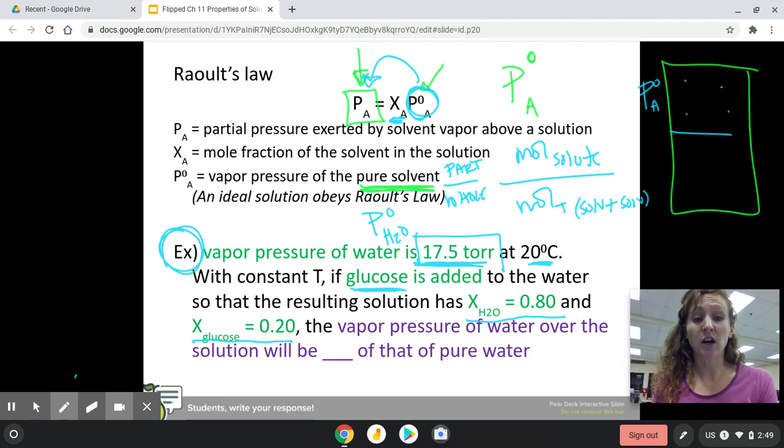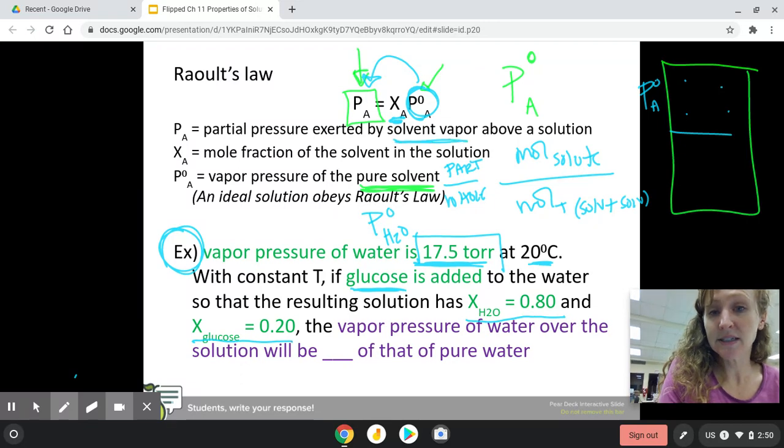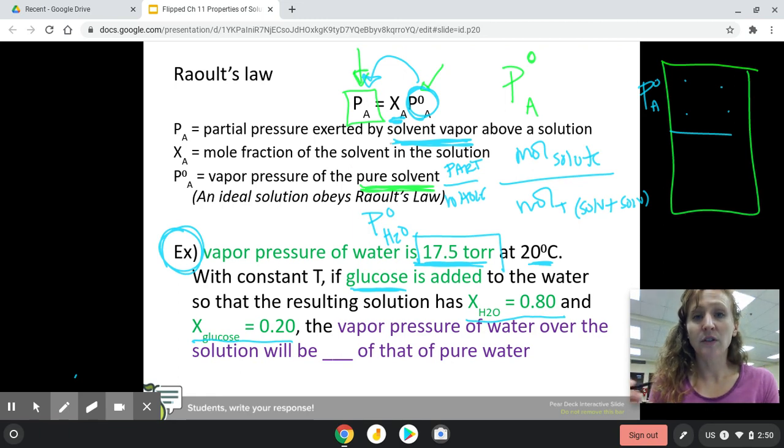Okay, so vapor pressure of water over the solution will be what compared to vapor pressure of pure water? And if we want the partial pressure exerted by the solvent vapor, we need to use the mole fraction of our solvent. So this is the tricky part. Our solvent is water, right? So we're going to use the mole fraction of water, not of glucose, because we want partial pressure of water once the glucose has been added. We don't want partial pressure of glucose.